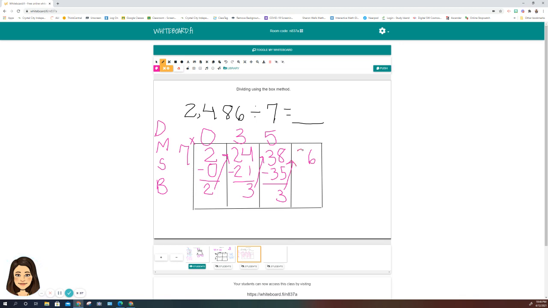And we start with our steps all over again. Divide. So 36 divided by 7: 7, 14, 21, 28, 35, which is 5 again. We're going to multiply. 7 times 5 is 35, so we're going to subtract the 35. 6 minus 5 is 1. So my answer is 355 with the remainder of 1.